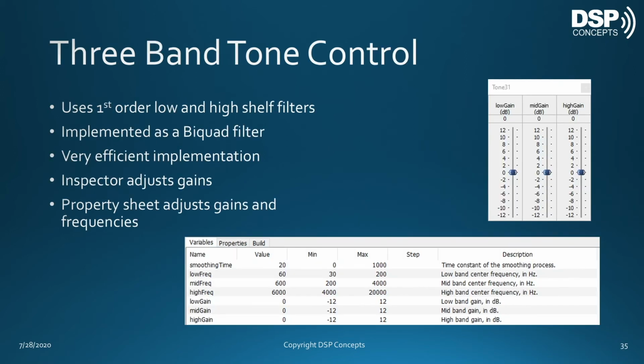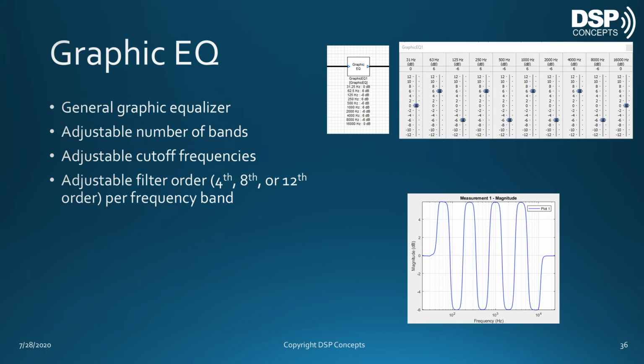Another useful module is a 3-band tone control. So very often you want to be able to adjust low frequencies, middle frequencies, and high frequencies. And this is implemented using both first order low shelf and high shelf filters. And together it's implemented as a second order biquad filter. So this is very efficient. On the inspector, you can adjust the gains. And on the property sheet, you can adjust the gains and also the cutoff frequencies between the 3 bands.